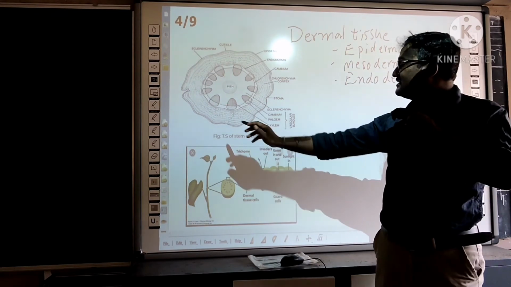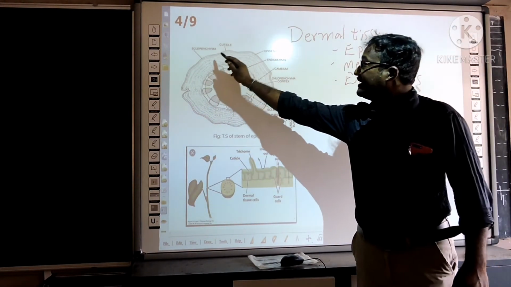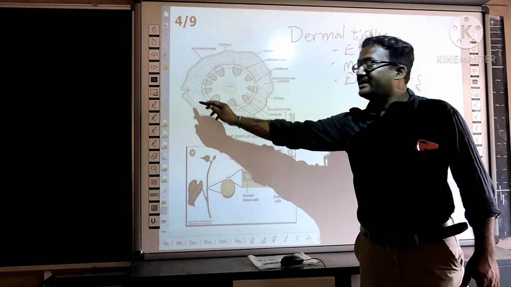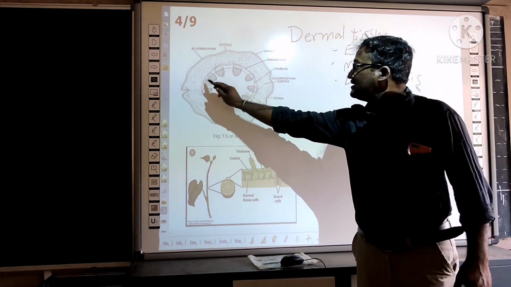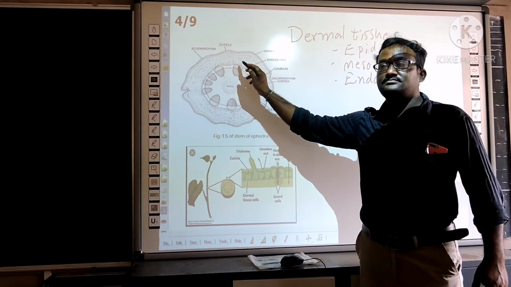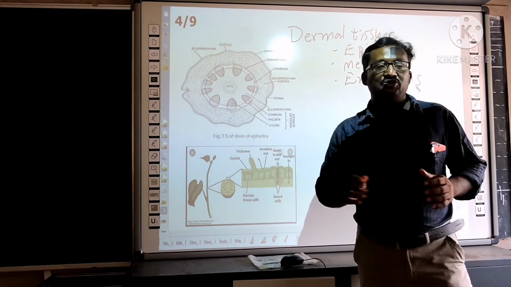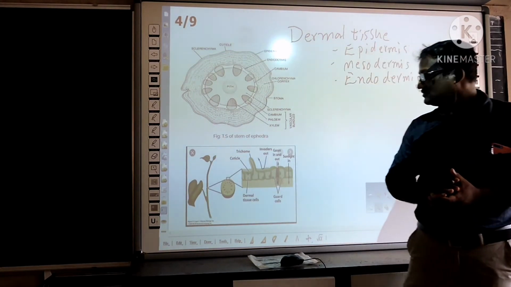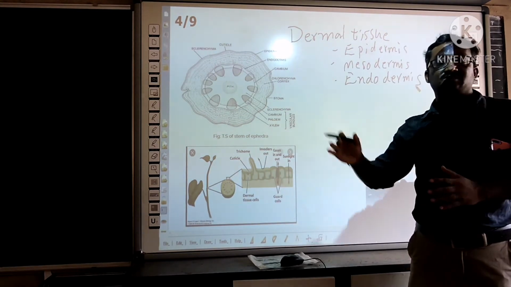You see this TS of stem. What is this outer layer? This is the epidermis. You see this layer. This is the endodermis. So usually this dermal tissue is present in a single layer. Okay, now let us focus on the functions of the dermal tissue.